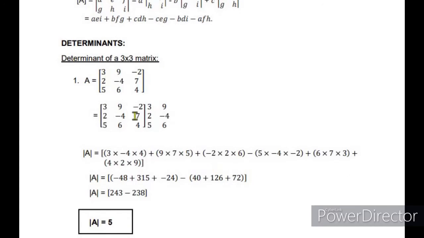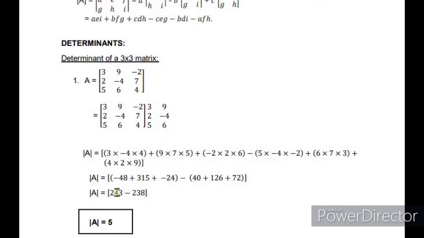So the determinant of a 3 by 3 matrix, given matrix A with its elements. As you notice, the first column is written here, as well as the second column. So what is the purpose of them? Their purpose is for the shortcut computation. You notice that this operation is just the representation, or the application, of the formula that we discussed here.